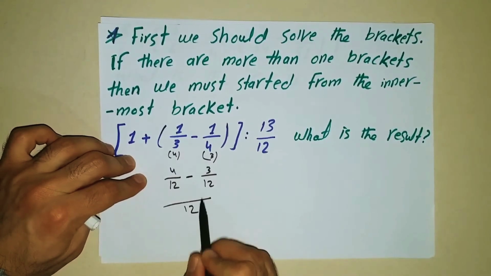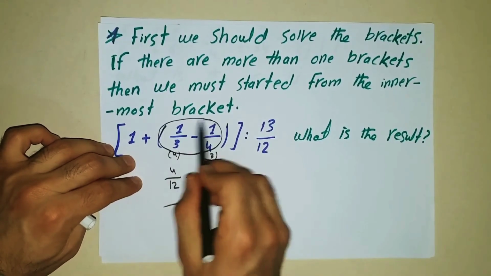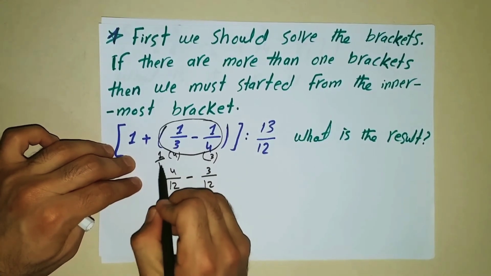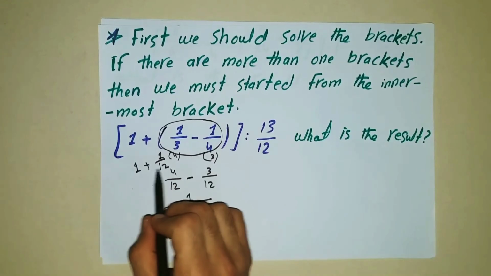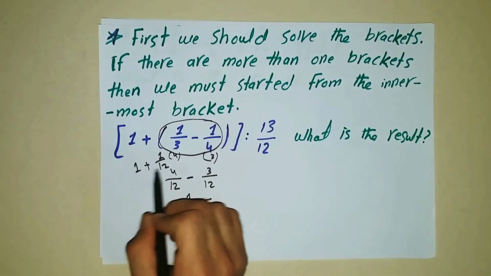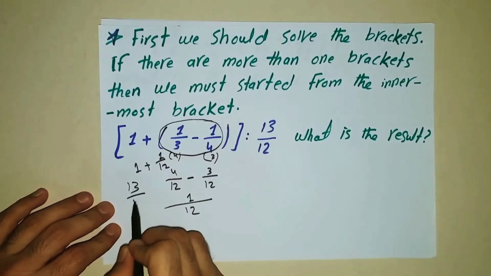So it will give me 12, and 4 minus 3 is 1. So this bracket is giving me 1 by 12, plus 1. As you remember, I was going to multiply this with the fast way: 12 multiplied by 1 is 12, plus 1 will give me 13 by 12.